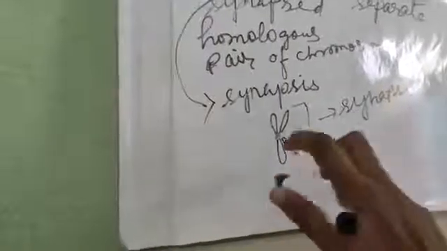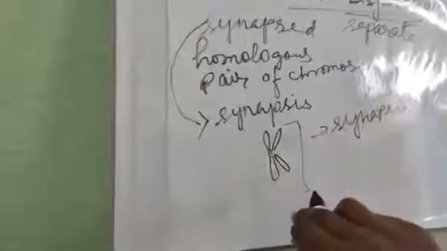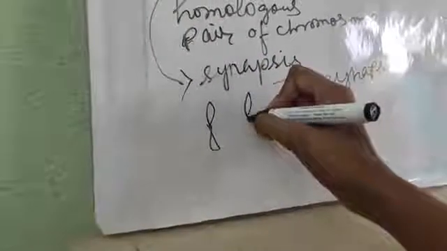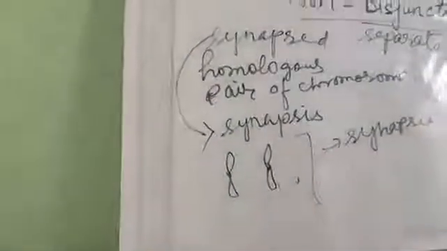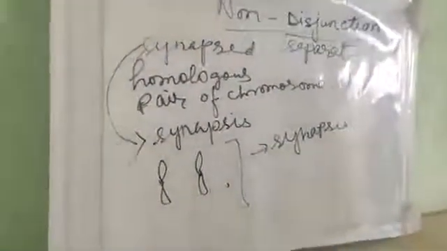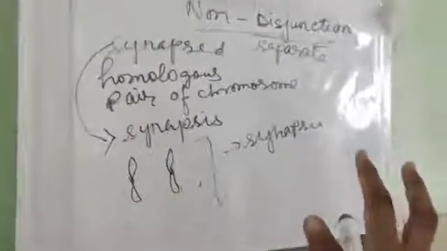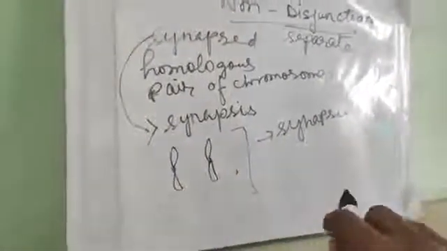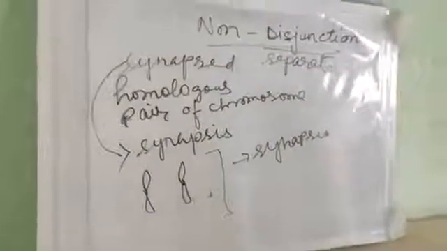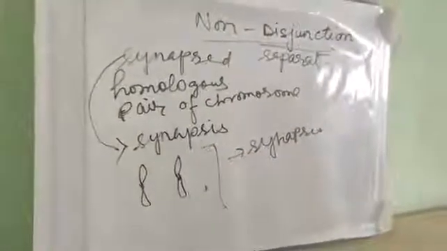Okay, now what happens in the anaphase, as you have read in previous classes as well, that in the anaphase the homologous chromosomes separate from each other, and they move towards each pole. Like this, the homologous pair of chromosomes actually separates in the anaphase. But what is this non-disjunction? Non-disjunction means that these homologous pair of chromosomes fail to separate in the anaphase. That is why this process is named non-disjunction. That means separation fails in the anaphase.